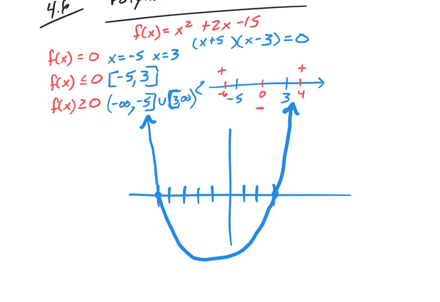Questions on that? Now, we're not going to do all three of these on every single question. Okay, here we're just kind of talking about how we would get all three of those, but sometimes it'll just be less than or equal to 0. Sometimes it'll be greater than or equal to 0. It could be any of those.